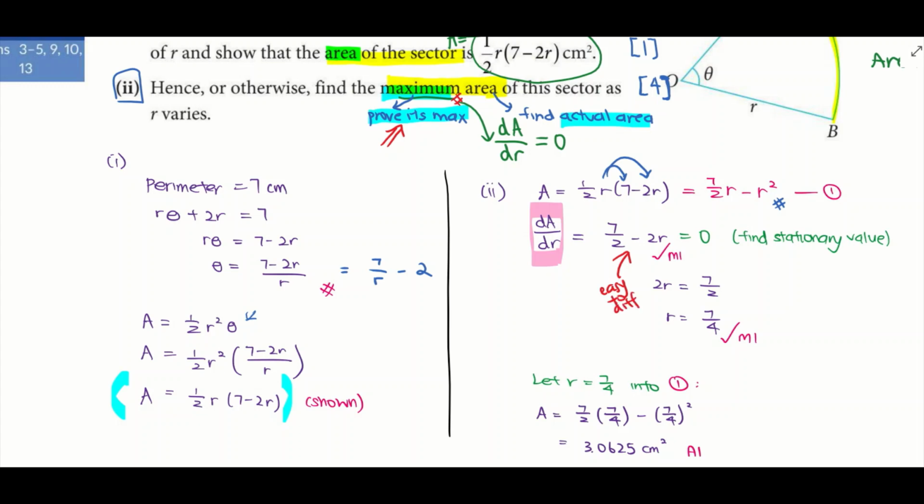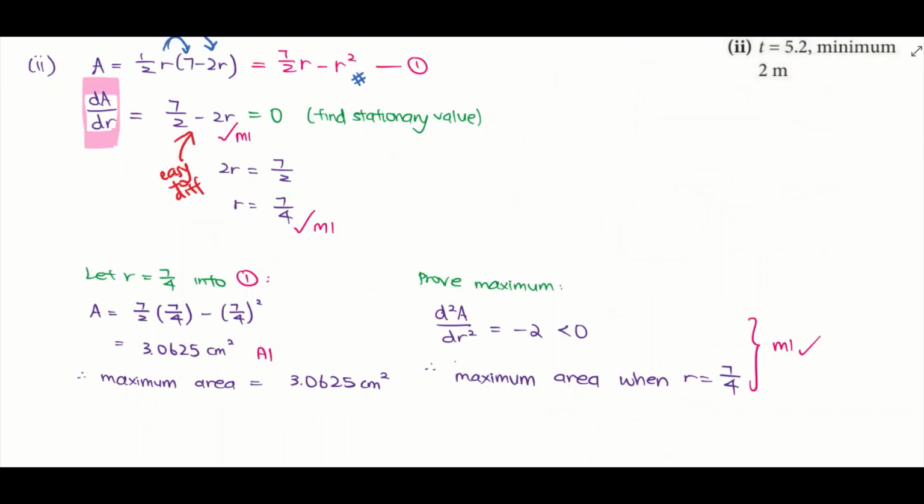Okay? So let's differentiate and get the second derivative first. Hence, that is where my 1 mark goes to, you will prove your maximum. Find second derivative, -2 automatically is a negative number.